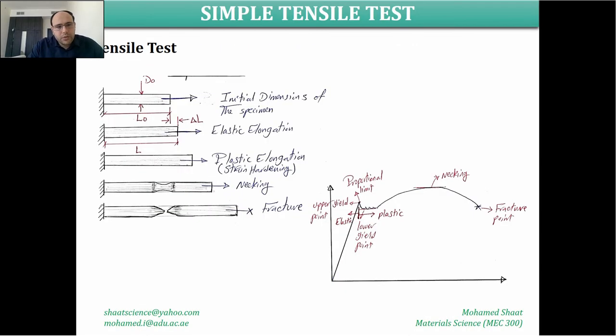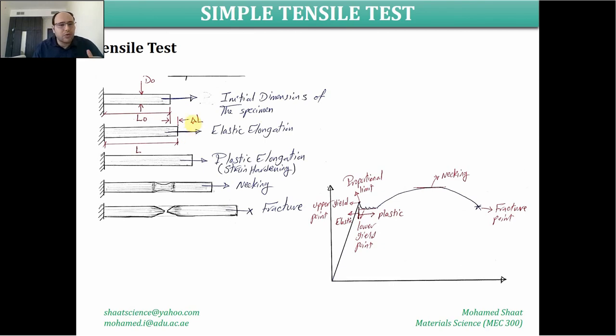As explained in the video, the test is carried out in this form. We start with a material sample with a gauge length L0, or an original length L0, and original diameter D0. This is the material before stretching. Then we apply a force over the material sample, and upon this force, the material will be elongated.